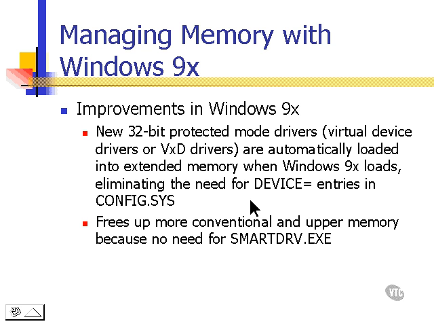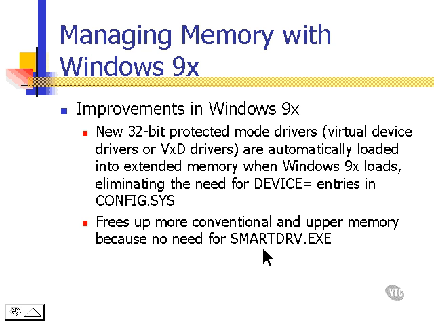This eliminates the need for those lines in the config.sys file like device equals. We also free up more conventional space and upper memory space because we don't need programs like SmartDrive.exe. Windows 9X has its own programs to maximize the speed with which data is transferred from one drive to another.